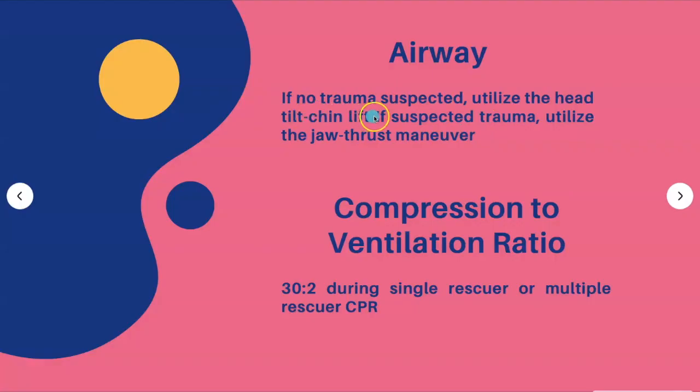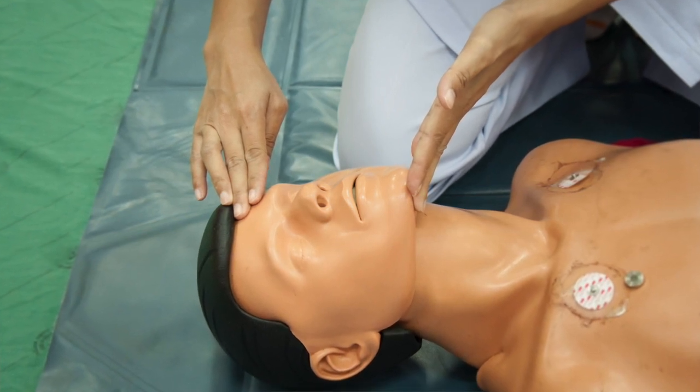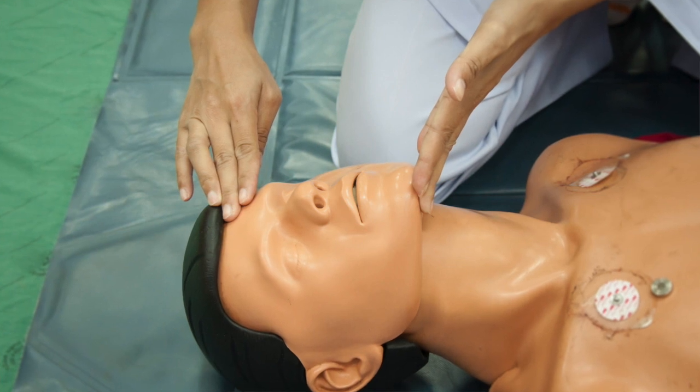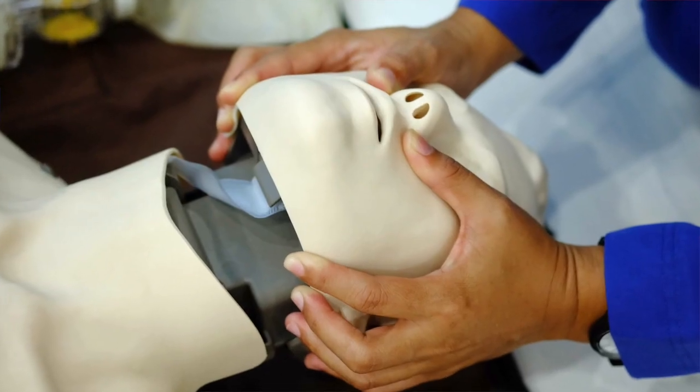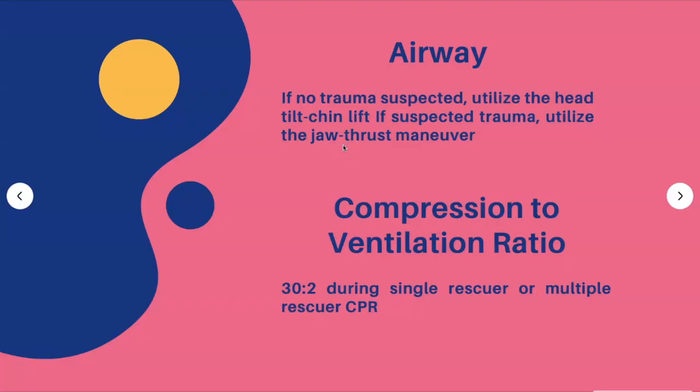If no trauma is suspected, then you utilize the head tilt chin lift. If there's suspected trauma, you would do the jaw thrust maneuver because you don't want to potentially jeopardize their spine anymore. If it's a spinal cord injury, you don't want to make it worse. The compression to ventilation ratio is 30 compressions to 2 breaths during single rescuer or multiple rescuer. This is different for children and infants. Again, refer back to that video.